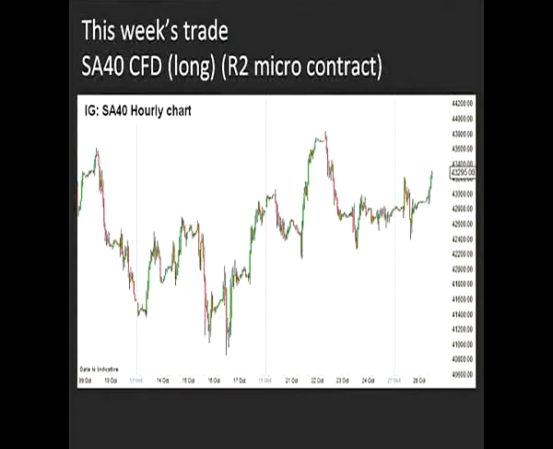Now, what I've got here is an hourly chart of the top 40, the spot index, but this is actually the IG Markets SA40 contract. Now, this is interesting. This is a contract that we've never traded before on the show. It's a smaller contract. It's called a micro contract. So it works as every movement represents 2 rand per point on the contract, right?